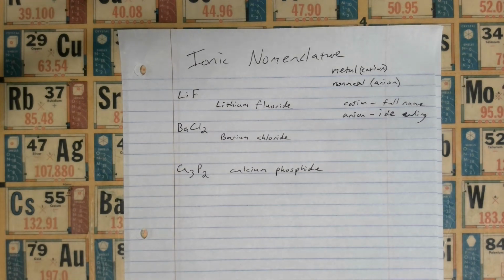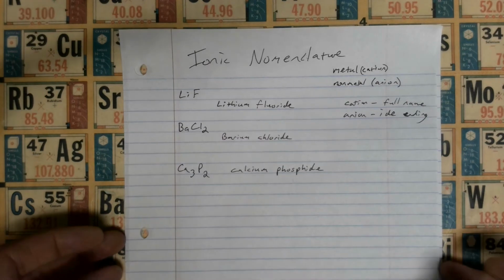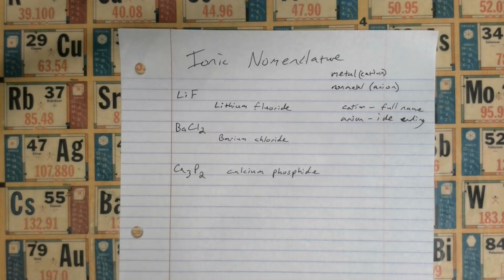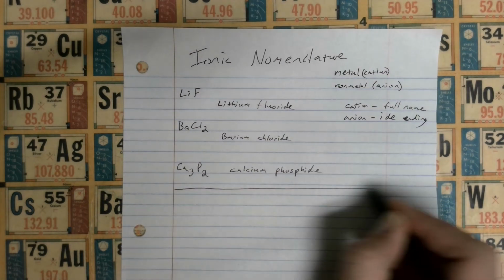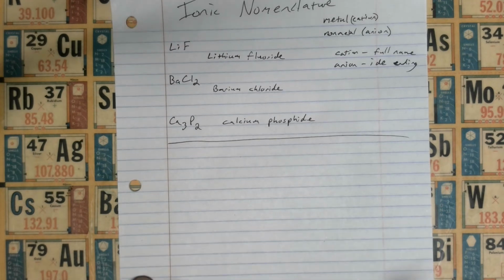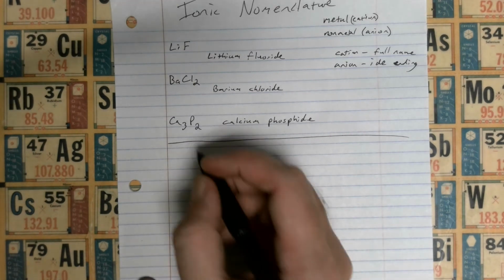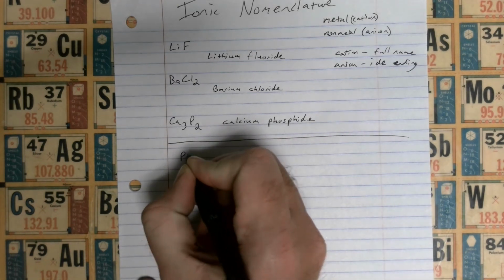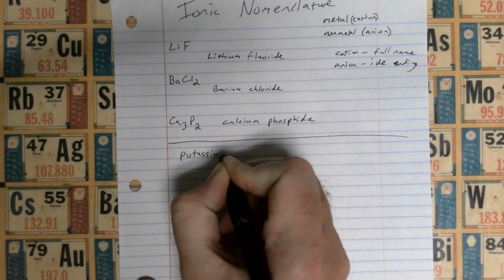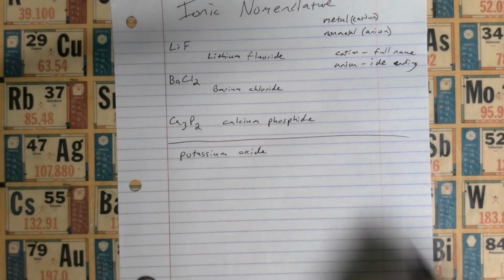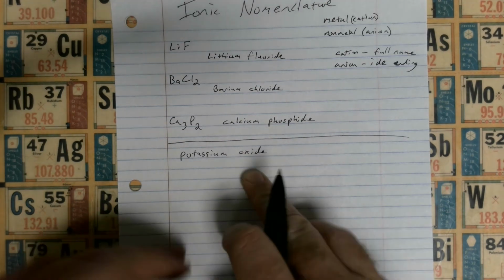Now, what happens if you are given the name and we need to know the formula? Well, that's where we're going to have to figure out the charges of them, because the charges are going to tell us how many ions of each one we need to use. So if, for instance, I have something like potassium oxide, I want to know the formula.